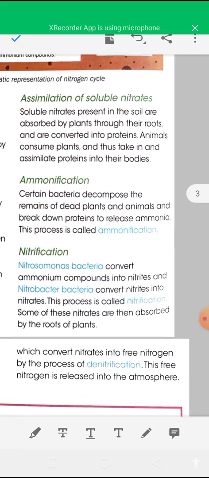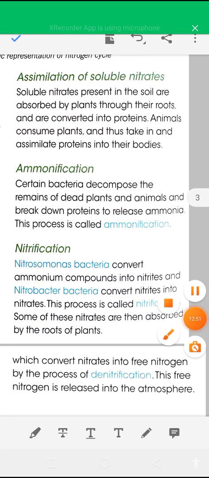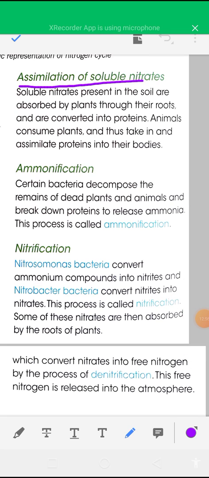Next step of the nitrogen cycle is assimilation of soluble nitrates. Soluble nitrates present in the soil are absorbed by plants through their roots, and they are converted into proteins. Animals consume plants and thus take in and assimilate protein into their bodies. Next step is ammonification.